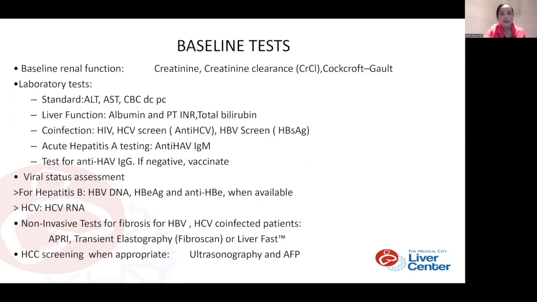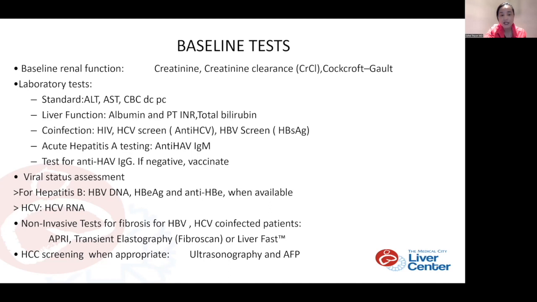So these are the baseline examination tests that we should go through. So check kidney function with creatinine. Standard tests, liver enzymes. You can evaluate liver function through checking your albumin, INR, and bilirubin. Check rigorously for co-infection. In a patient with signs of acute hepatitis, you should check for acute hepatitis A and test for immunity to hepatitis A, because if your patient is negative, you should vaccinate.